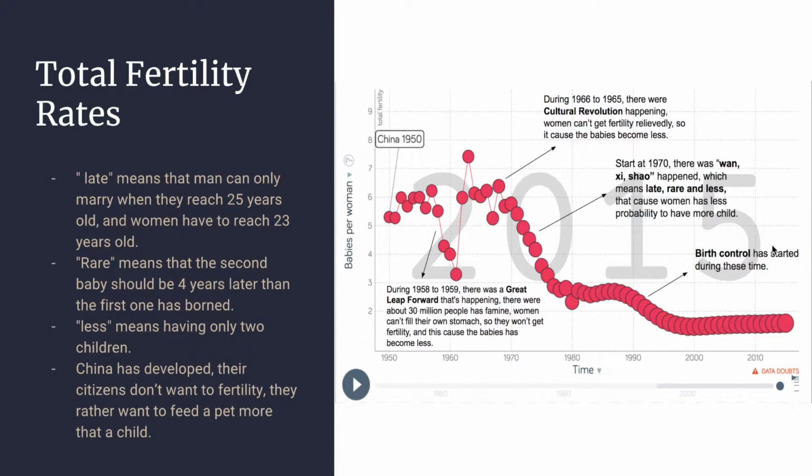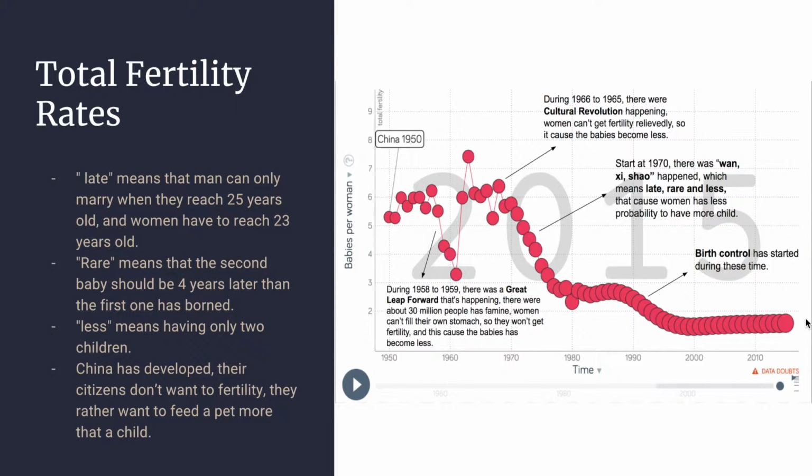There was a big drop from 1970 to 1980, which is here. This is because of 晚稀少, which means late. Males can only marry when they reach 25 years old, and women have to reach 23 years old. 稀 means rare. The second baby should be 4 years later than the first one was born. 少 means less. People can only have 2 children.